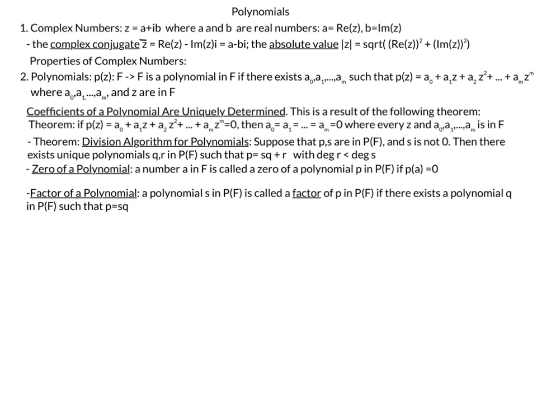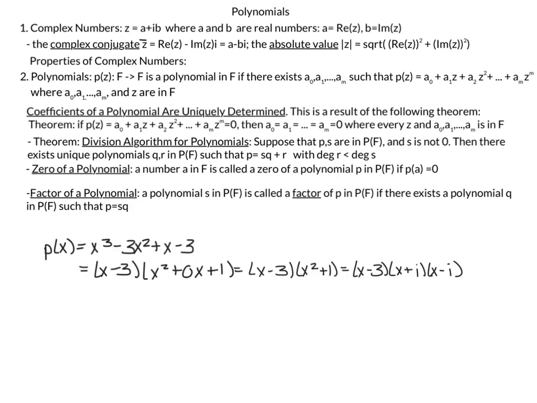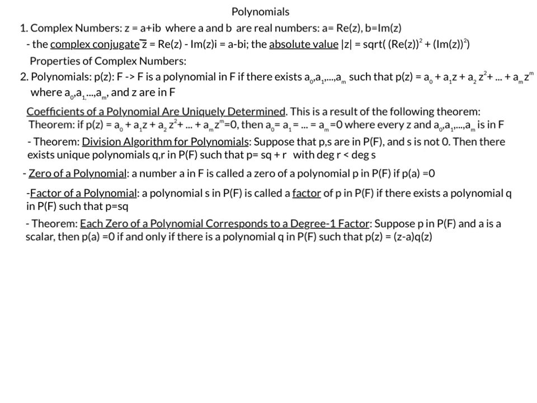We have the definition of a factor of a polynomial. A polynomial s in P(F) is called a factor of p in P(F) if there exists a polynomial q in P(F) such that p is equal to s times q. From our last example, p of x equals x cubed minus 3x squared plus x minus 3, we found several factors. First, we have x minus 3 as a factor, our x squared plus 1 is a factor, and what else? Well, this is the same as x squared plus 1, but then we also have x plus i as a factor and x minus i as a factor.